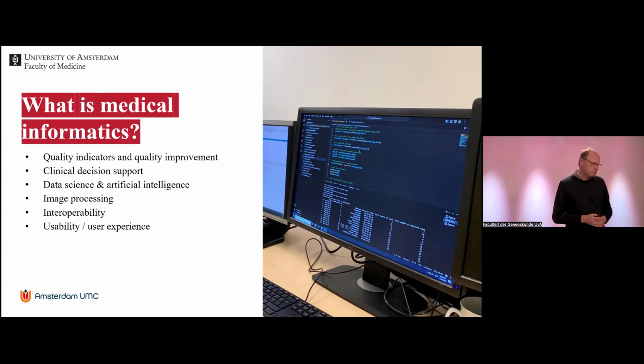And then finally, usability and user experience. If you have a well-designed information system, then the users can quickly find what they need. But if it is badly designed, it may lead to medical errors that could indeed lead to patients being harmed. So it's very important to take into account usability and user experience when designing software. And there are many, many more interesting topics that we address in medical informatics. That should show you that it is quite a broad field.